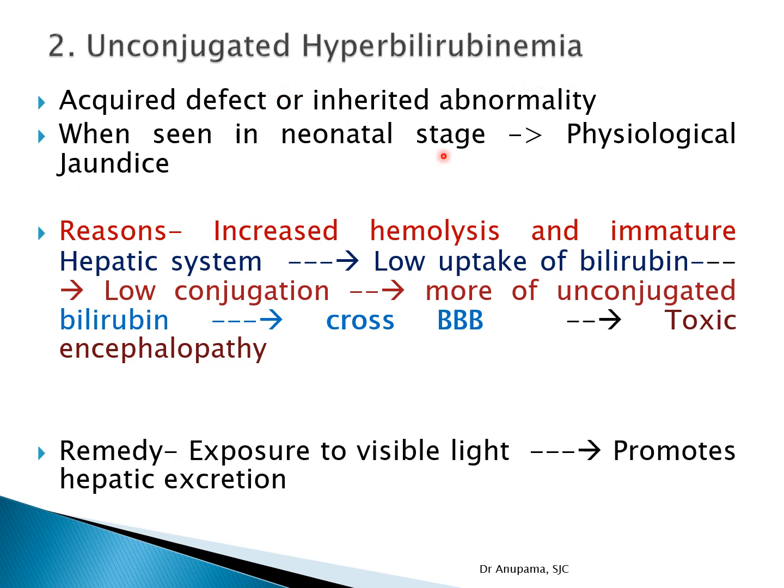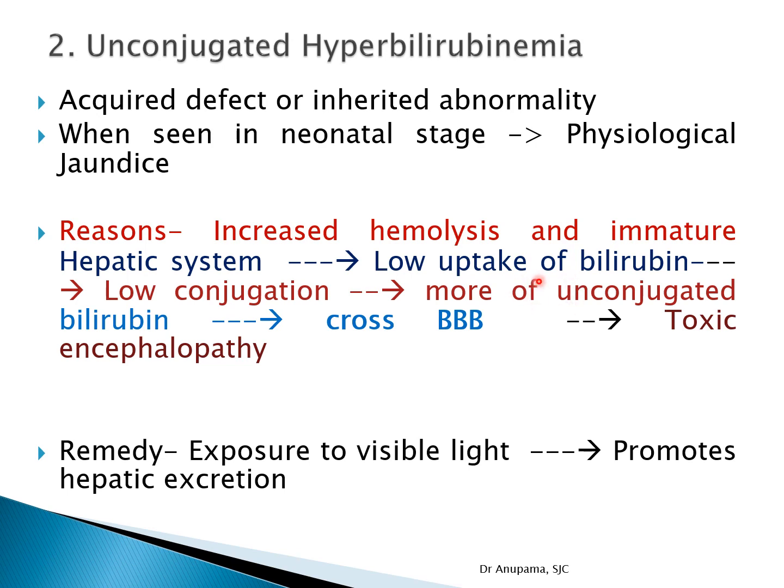This is an acquired defect or inherited abnormality, and this is seen in neonatal stages, and it is associated with physiological jaundice. And the reasons are increased hemolysis and immature RBC production, with an immature hepatic system. So this will lead to low uptake of bilirubin. So low conjugation will be taking place. So more of unconjugated bilirubin will be there.